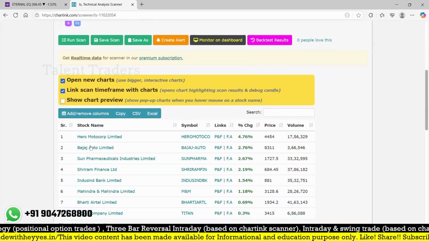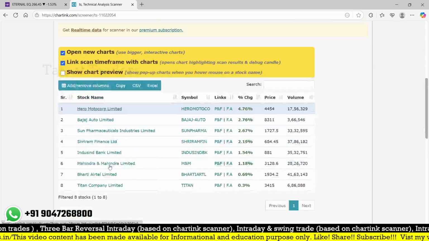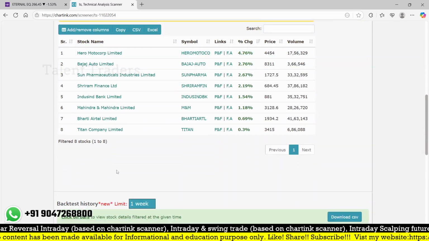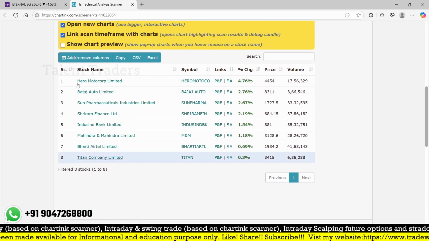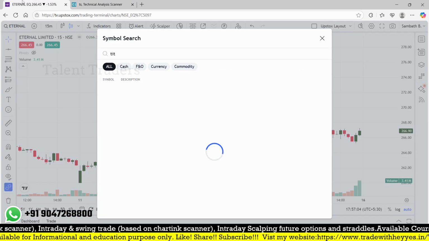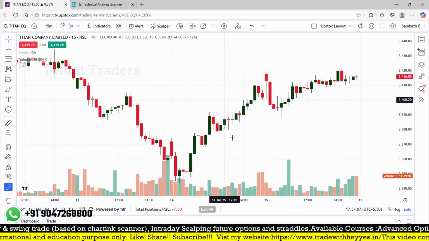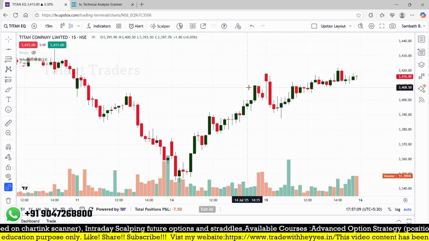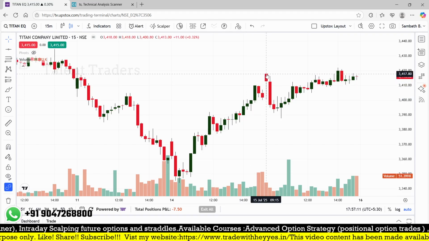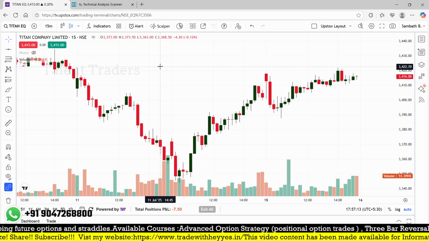So maybe Eicher Motors, Bajaj Auto, a lot of stocks will be there. Almost eight stocks. So this may be an opportunity where you can check for a breakout. Let me go for Titan. So the high after that first 15 minutes breakout also maybe. So in this case, it doesn't break the level, and instead of that it moves long.